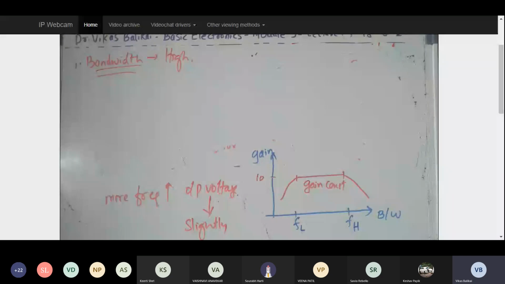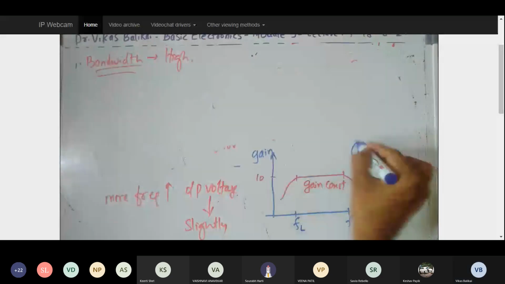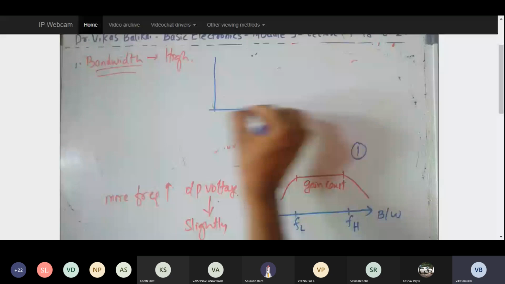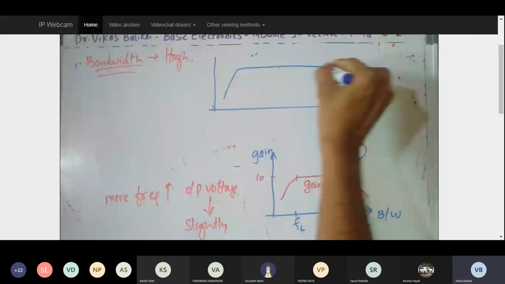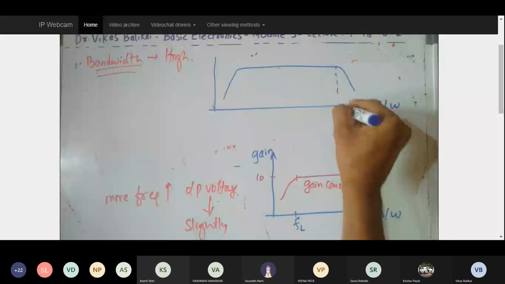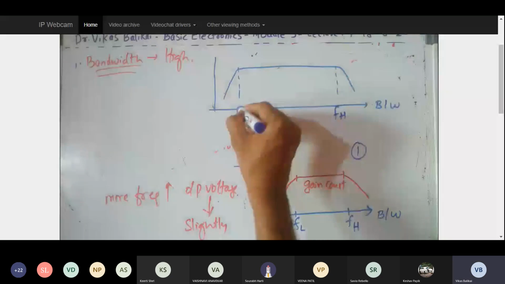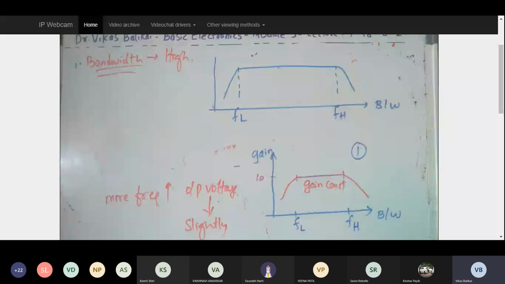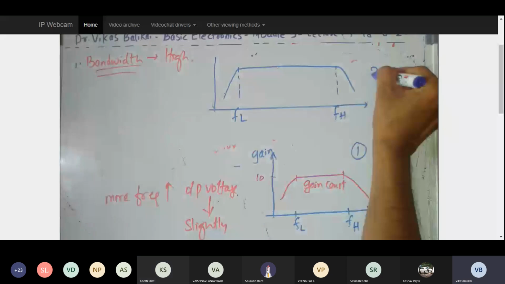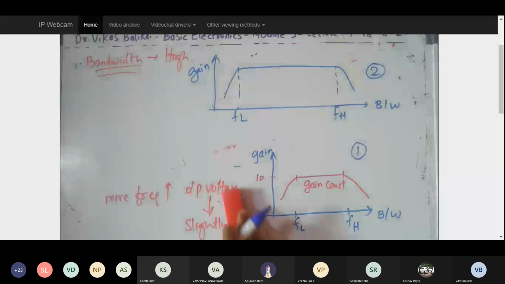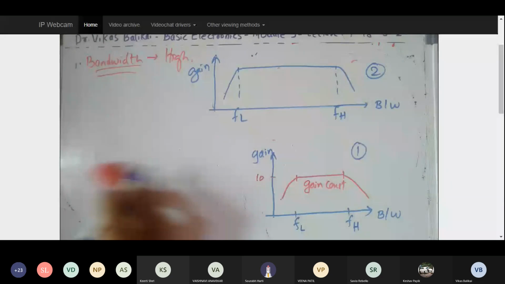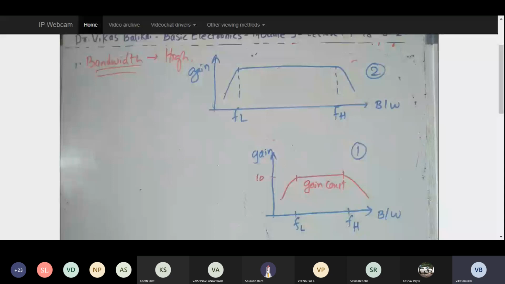which graph is better? If I consider this as graph number 1, and if I consider the second graph, tell me which graph is better, graph number 1 or graph number 2? The below graph or the above graph? As per my requirement, the bandwidth should be high. With high bandwidth, which is it, graph number 1 or graph number 2? Graph number 2.